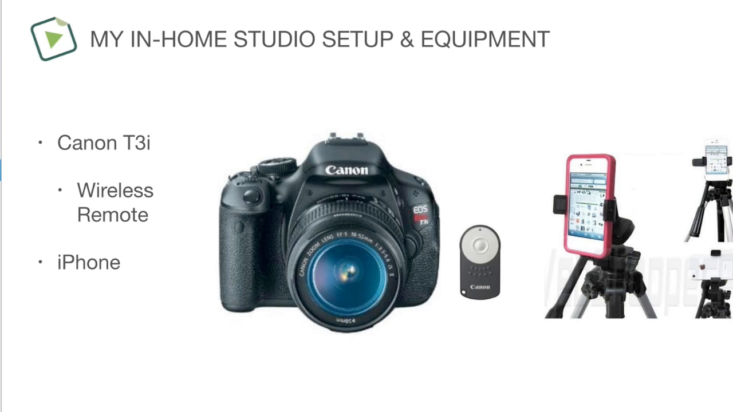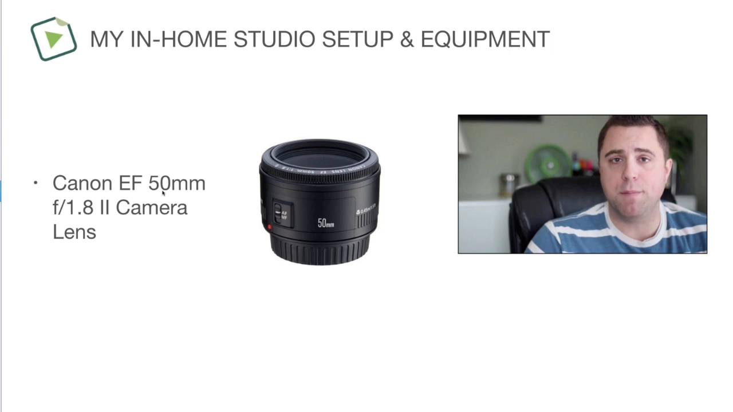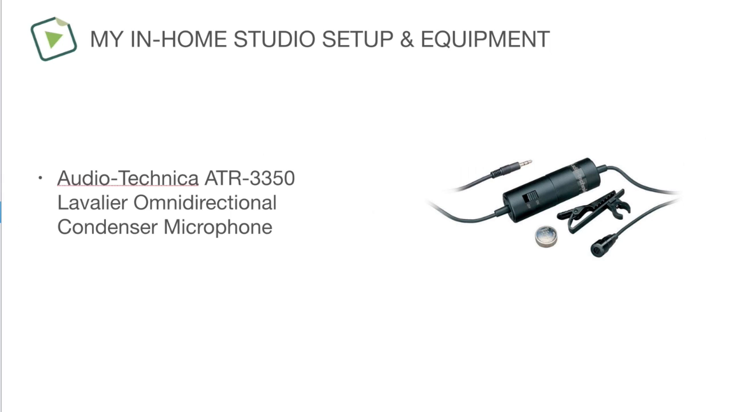A Canon T3i camera, which is a DSLR camera with a wireless remote to start and stop the camera, so I don't have to actually go up to the camera. This Canon 50 millimeter lens gives you this depth of field where the background is blurred, and you can see I'm in focus. There's this lapel mic, which is an Audio Technica condenser mic that just clips on your shirt and plugs right into the camera. So that's good for great audio.